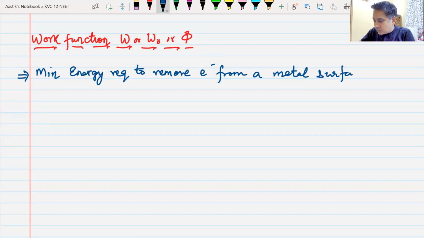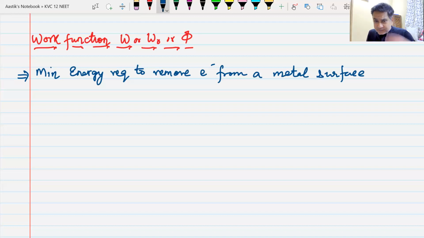Now, those metals which have a lower work function would be good for this photoelectric effect because they will require less energy. We always look for less energy. Whatever comes in less energy or less money, that is what is good, right? Whatever is costly or requires more energy, no one is interested in it. So we want metals which have very low work function. So this is the minimum energy required to remove an electron from the metal surface: work function.